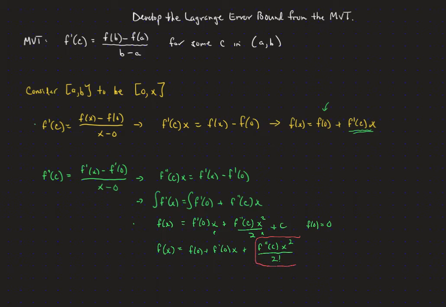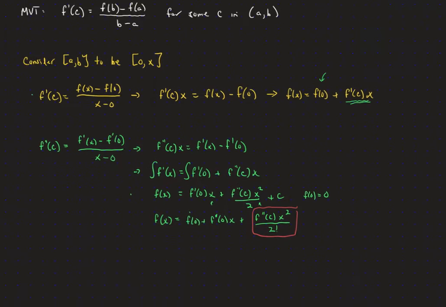Can you see that? This is now a first order Taylor polynomial, or Maclaurin polynomial, because we have the constant, then we have the derivative at 0 times x, and then here is our Lagrange error bound. So let's try this again.